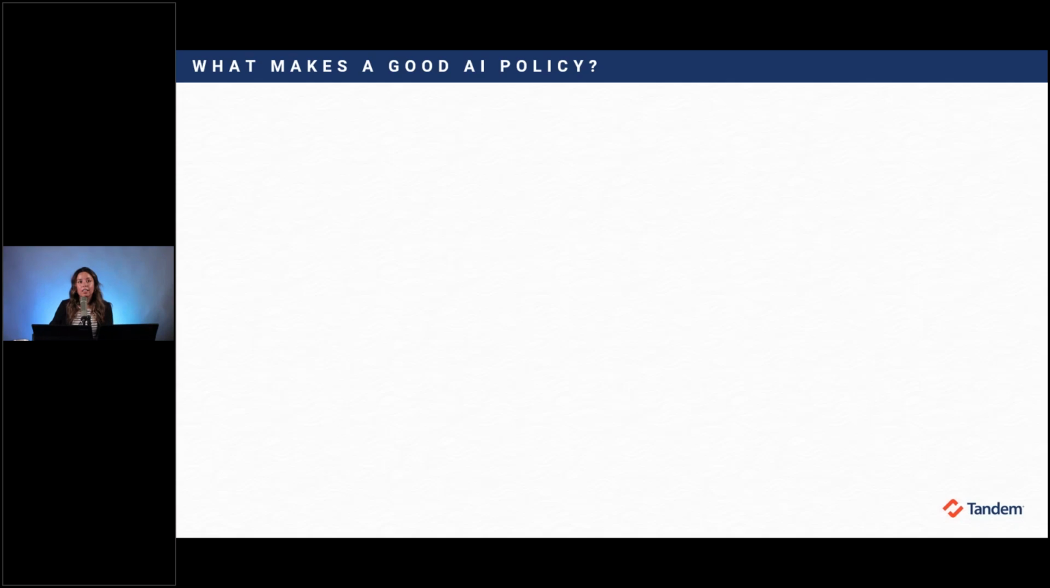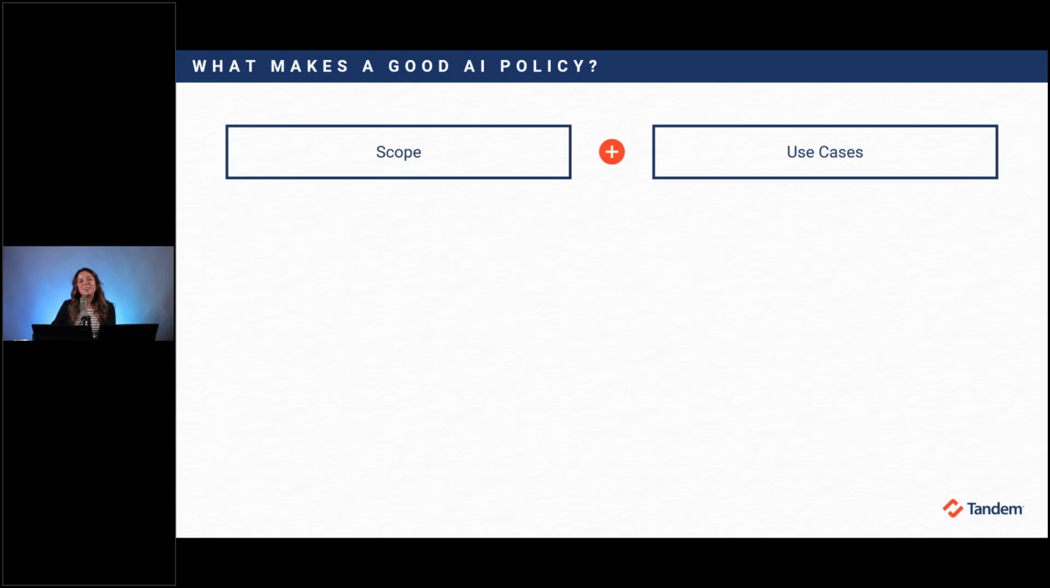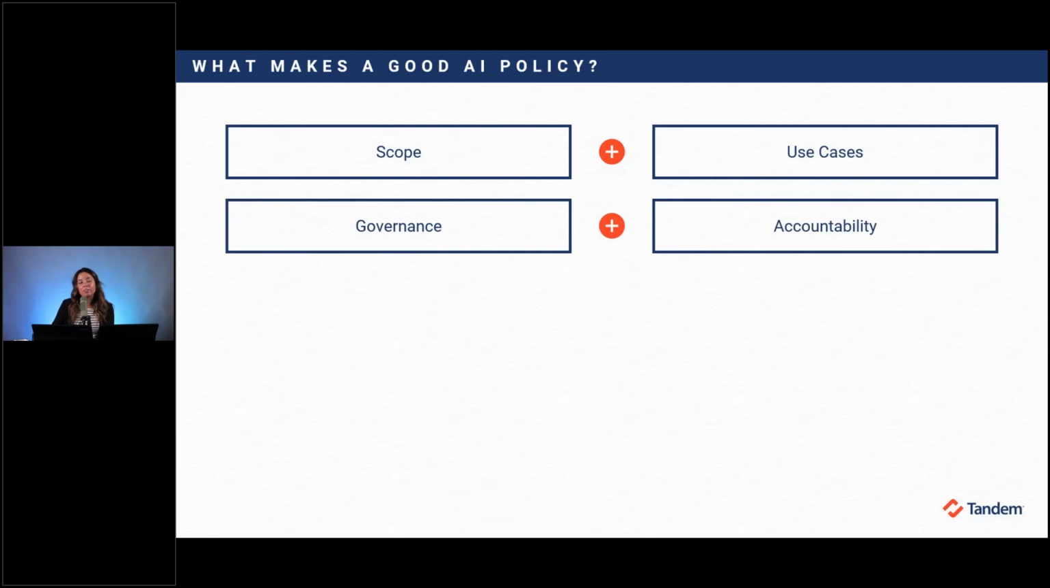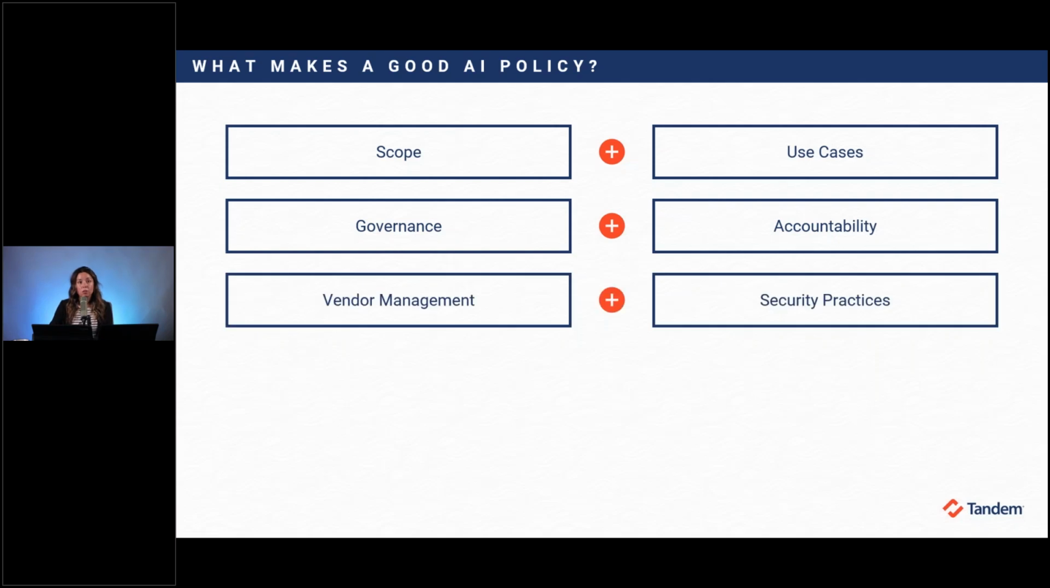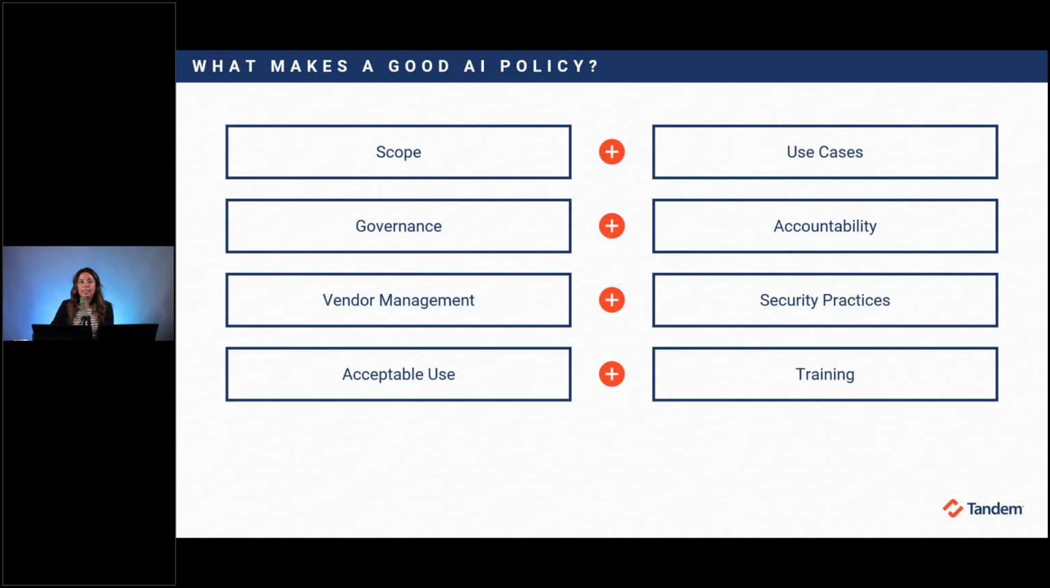First, we have scope and use cases to define where and how AI fits into your operations. Then we have governance and accountability to assign oversight and responsibility. Vendor management and security practices to manage third-party risks and protect your data. Acceptable use and training to make sure employees know the rules and have the skills to follow them.